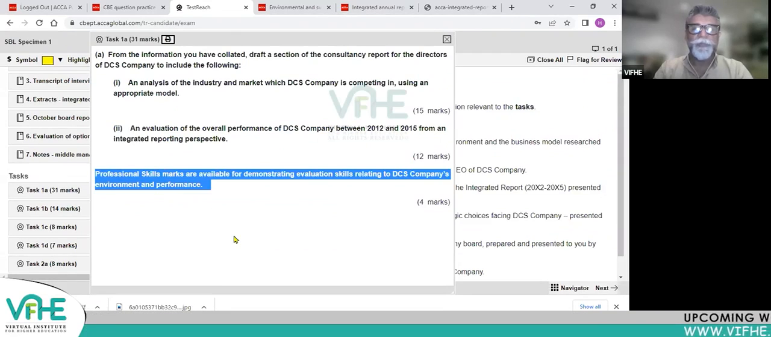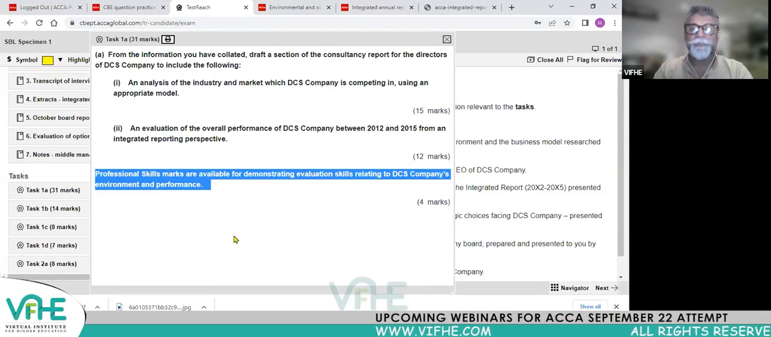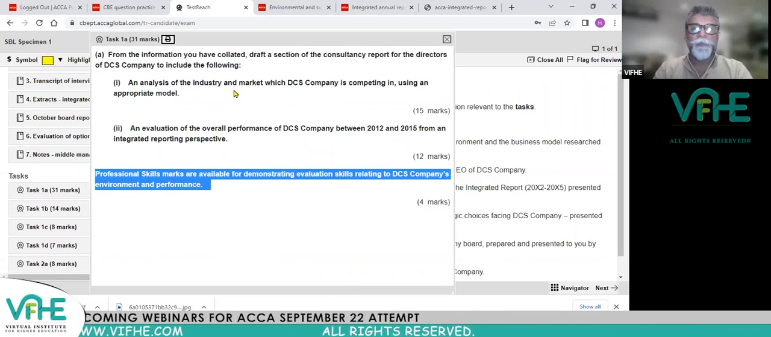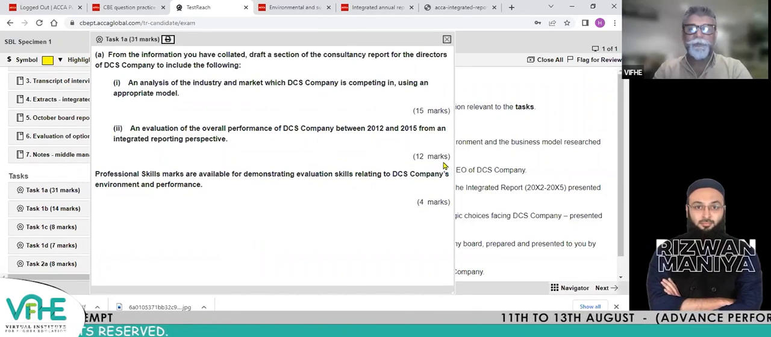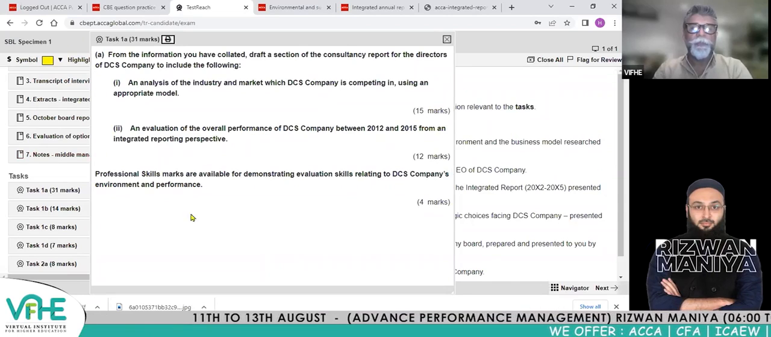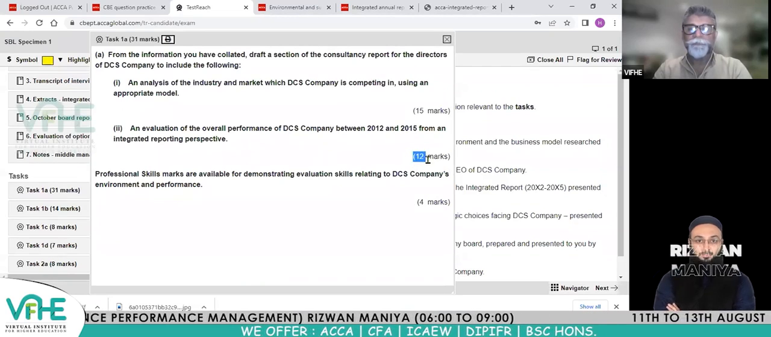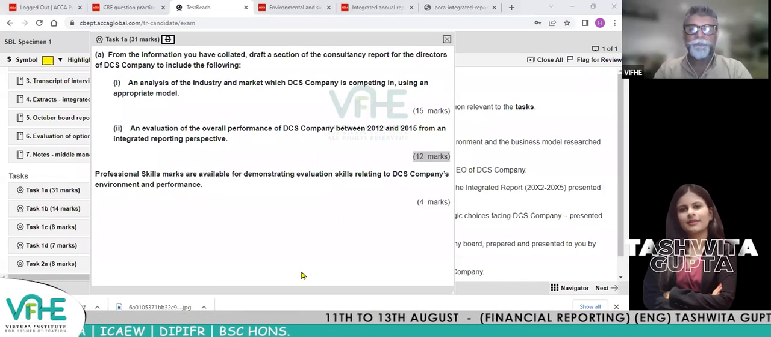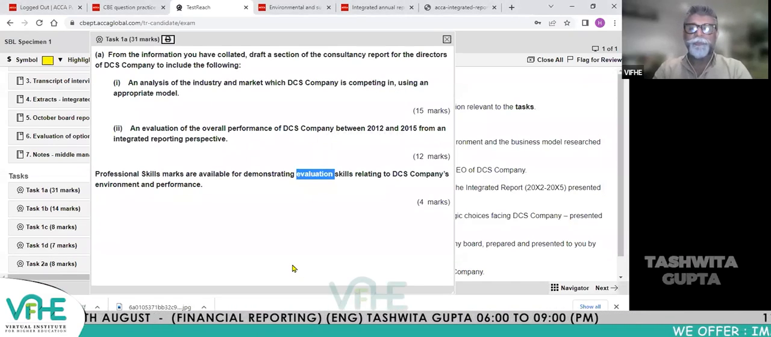And professional skills marks are available for demonstrating evaluation skills relating to DCS company's environment and performance. Environment, I think, was part A and B. So I think these professional marks need to be split equally between these two parts. You can also judge from the indenting. So this one is 12 plus 2 marks from professional, total 14 marks. So for 14 marks, how many points are we supposed to give? 7 points. Very good.